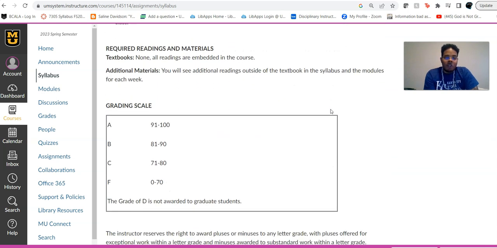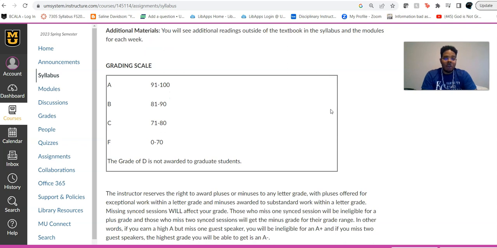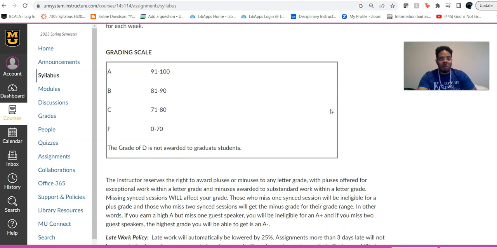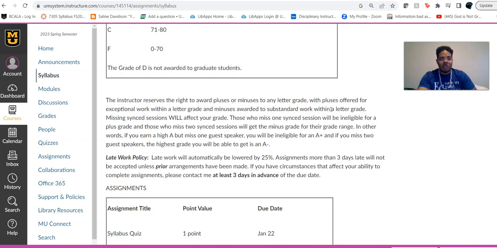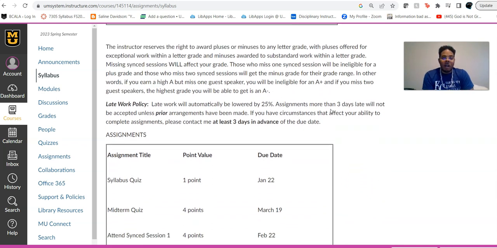All right. Materials, we do not have a textbook in this class. Everything that you need in order to do the assigned readings or video watchings or what have you, whatever you're going to need is going to be free over the web, or it's going to be available through our library. We do have a grading scale. 91 to 100 is an A, 81 to 90, B, 71 to 80, C, 70 or below, F. All right, we do not award the grade of D to graduate students.